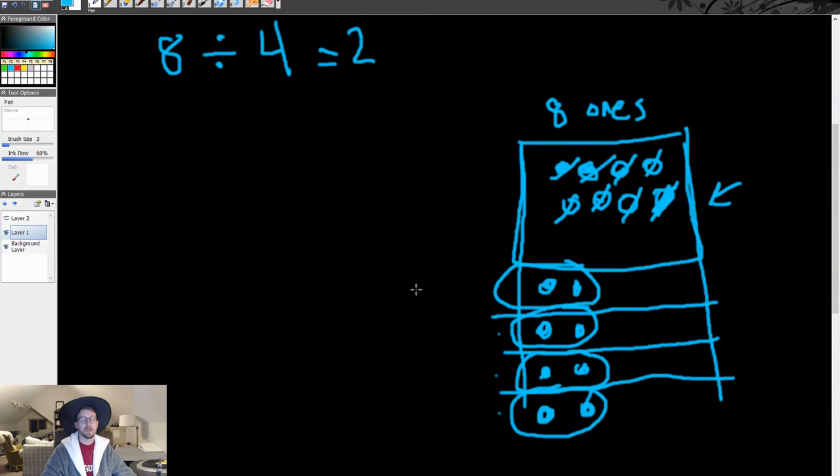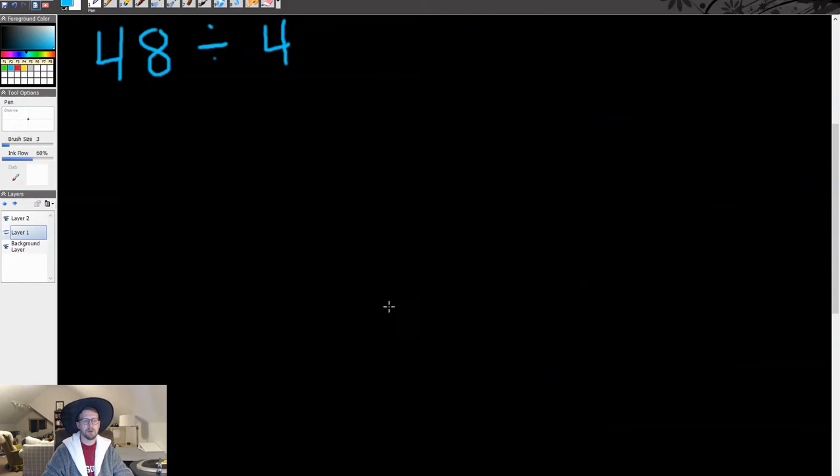I know you've seen a couple of these before already today, but we're going to try one more that's a little bit harder, because even having seen several today, I went a little fast with that one. So let's look at another problem. How about 48 divided by 4? Well, in this problem, I've got 8 ones and 4 tens.